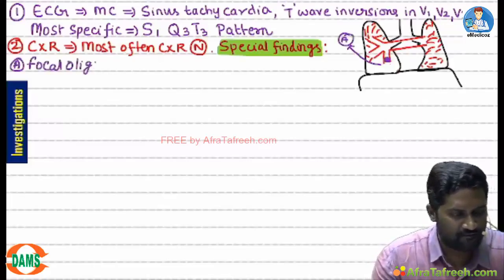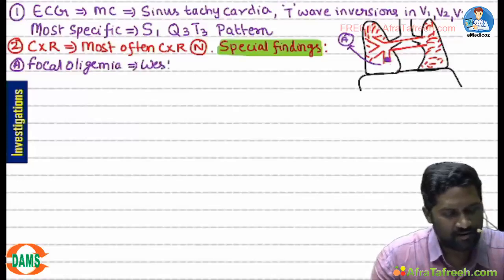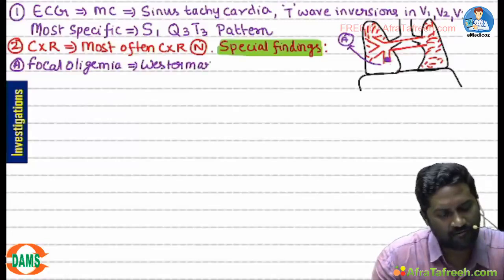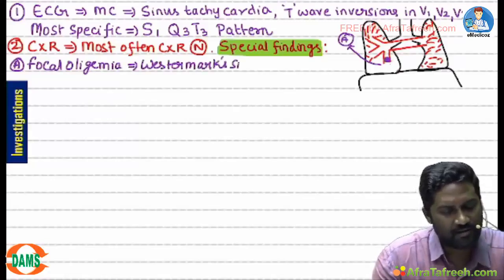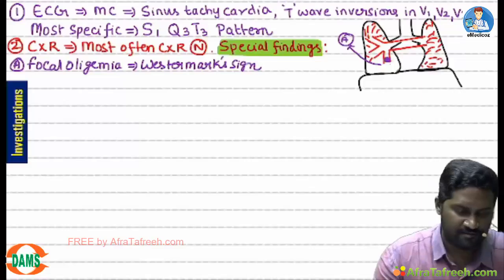This area of less vasculature has a special name. What is this special name? It is called as Westermarck's sign.